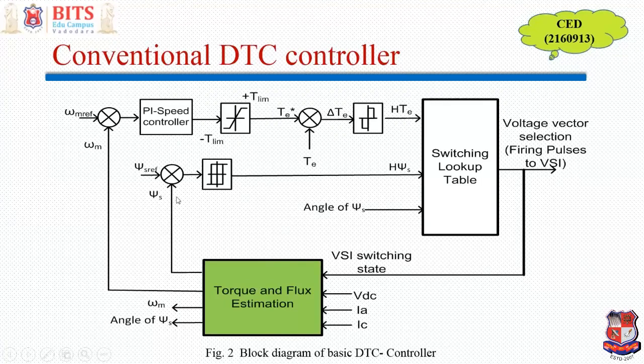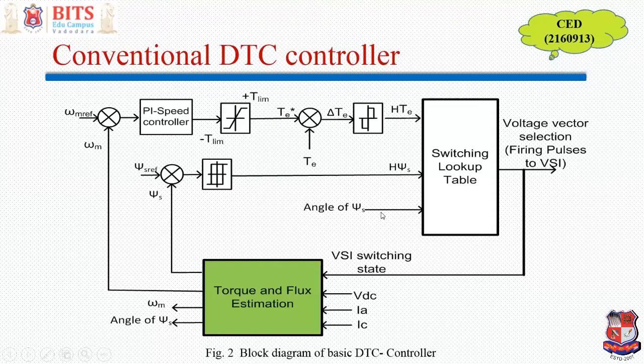Similarly, I have a reference flux, which is the value of flux which I should maintain constant. This is the estimated or calculated value of flux. If flux is within the limits, it is all right. If the error is more, that means +1 is there. If error is less, it is -1, right? And this is the angle of the stator flux, psi s.